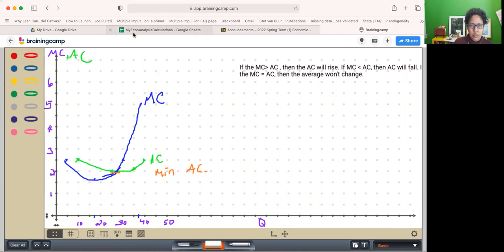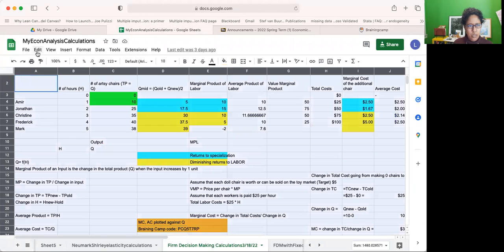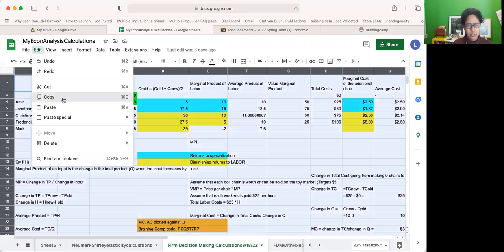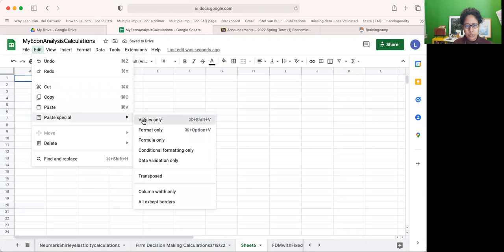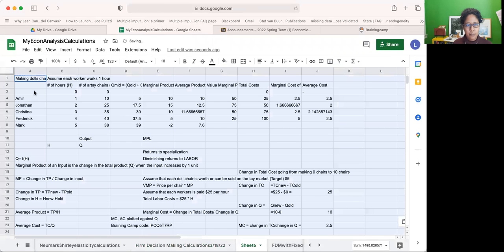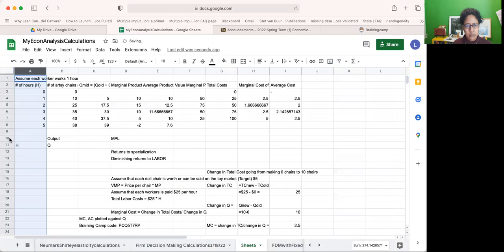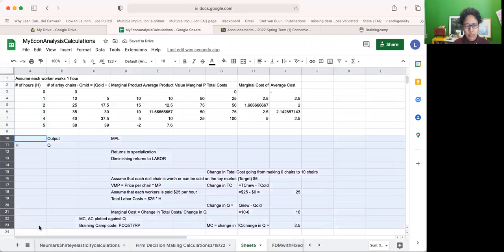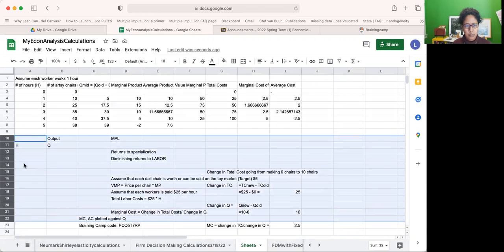So let's go back to our calculations here. We're going to add a new sheet, and I'm going to copy everything, and then I'm going to get rid of things I don't want. But this is going to be our, let's see, I want just values. Let's see if I can do that. Okay, so I don't need all of the information that I had there. I will leave the braining count code.